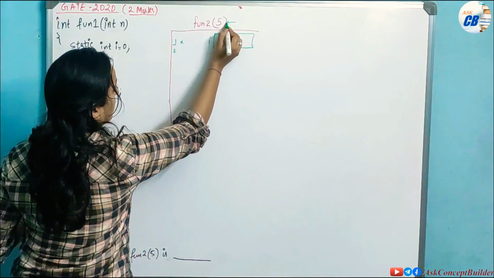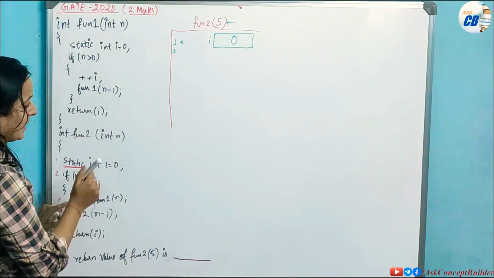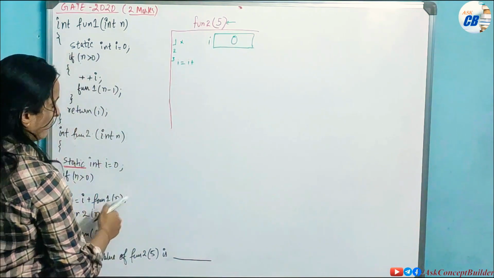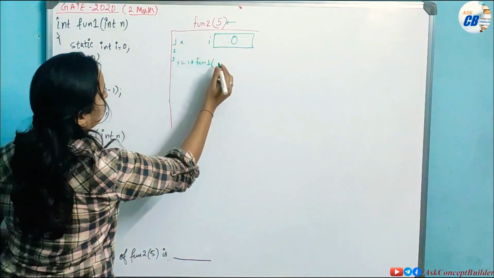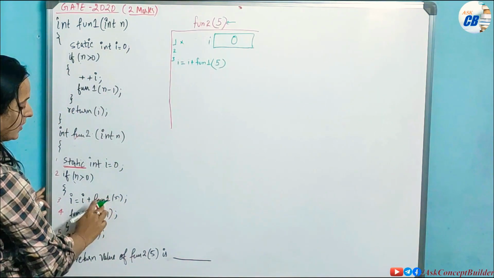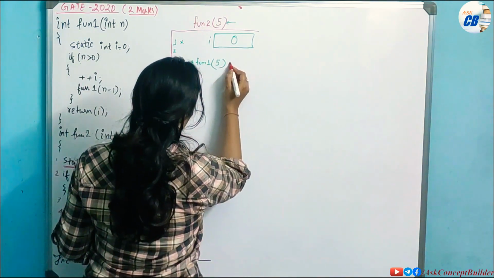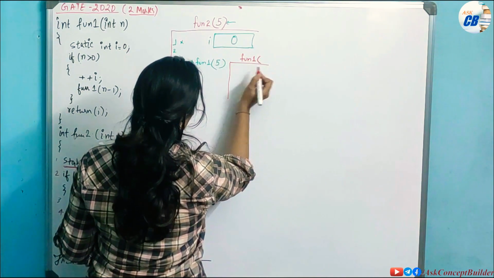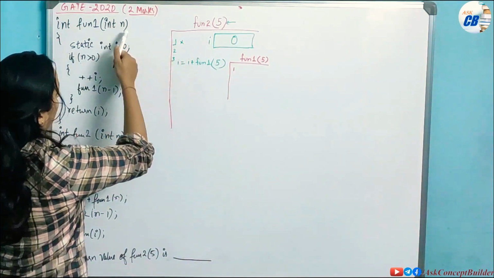Now n is 5 here, and you have passed 5, so 5 is greater than 0, the condition is true. Now it will come to the third statement, that is i equals i plus fun1 of n. The n value is 5 only. In the third statement it is calling the fun1 function, so we will go here and call your fun1 function now with the value n equals 5. So it will go to the fun1 function here, and n value equals 5 here.